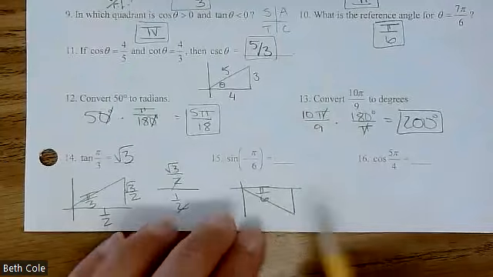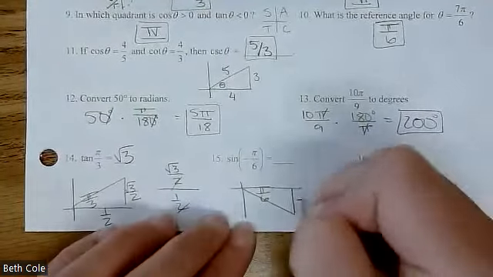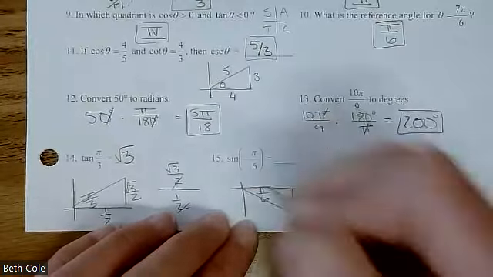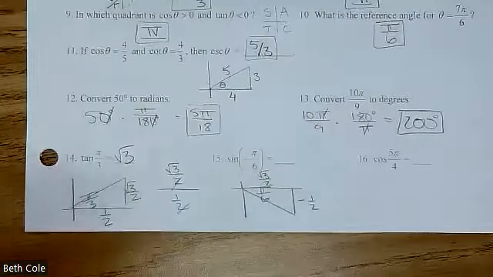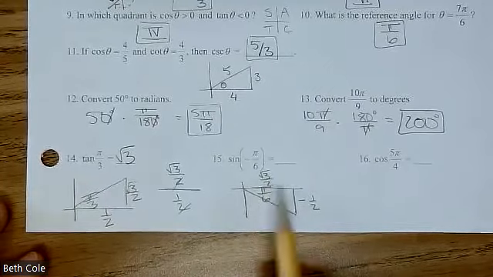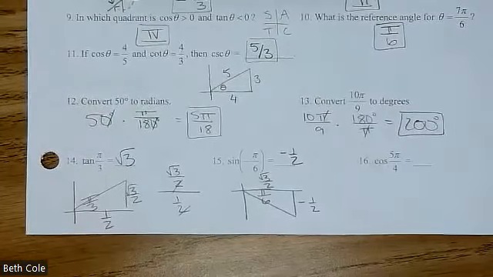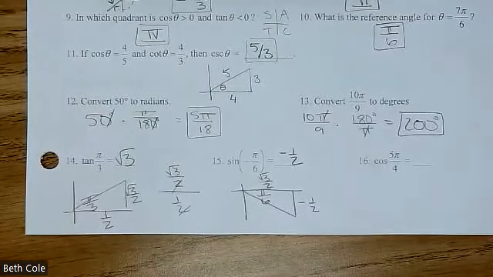What goes across from the pi over 6? It's 1/2, but it's going to be negative 1/2. And then this side, square root of 3 over 2. Sine is the y value. Which one of those is the y value? Yeah, the negative 1/2. We did a Quizlet on this too. I feel like I had you guys do this one with groups.